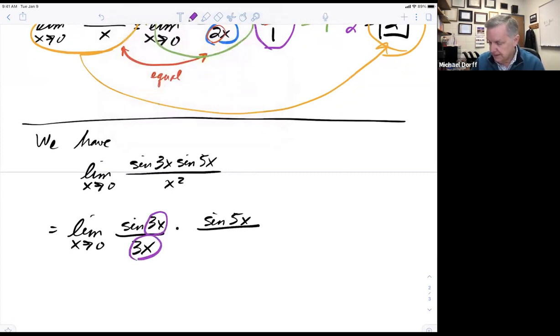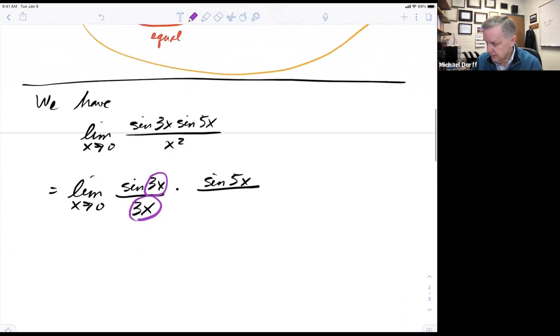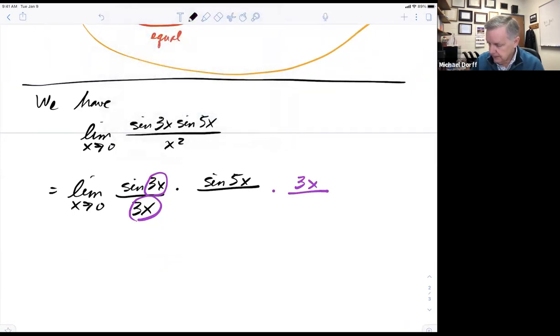Now, if I do that, I can't just put down a 3x there. So what do I do? I'm going to put a 3x up on the top so that those balance each other out. All right. And let's see, what do I want in the bottom here? I want 5x so that these balance each other out. So now I can't just add a 5x in the denominator, so I also have to multiply a 5x in the top.